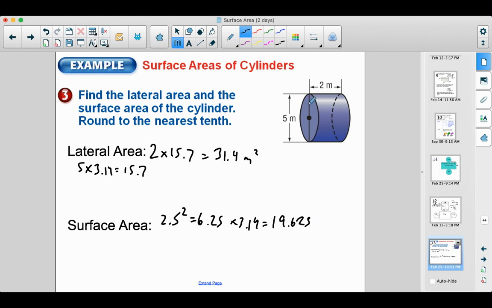To find the total surface area, I just take the 15.7 from the outside, and I'm going to add 19.625, doubled because there's 2 circles. So I double that number, add 15.7, and I get 54.95. So my total surface area is 54.95. Looks like it's measured in meters, so meters squared.